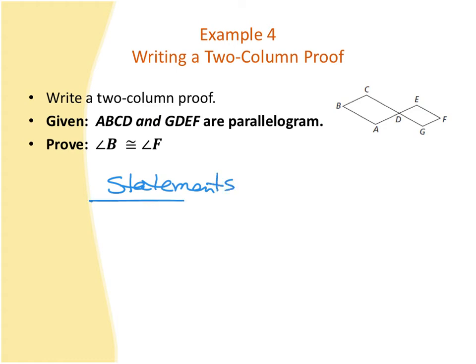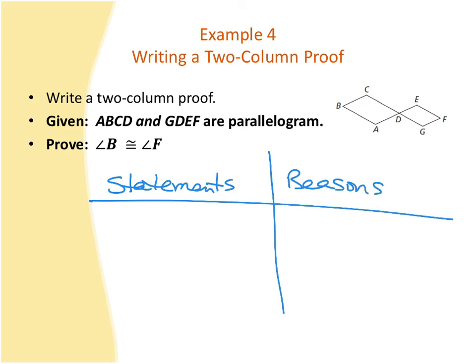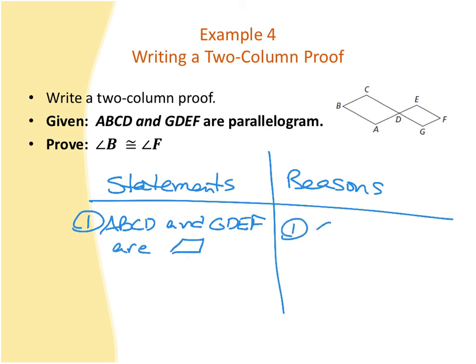So I'm going to set up my 2-column proof here. Statements, reasons. I'm going to start by stating the given that ABCD and GDEF are parallelograms. And that was given to me. Now what I can do is think back to the theorems that I just learned, because my goal is to show that this is congruent to this. So I'm trying to get B congruent to F.